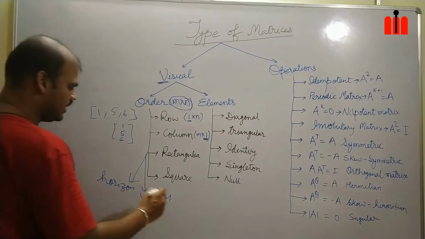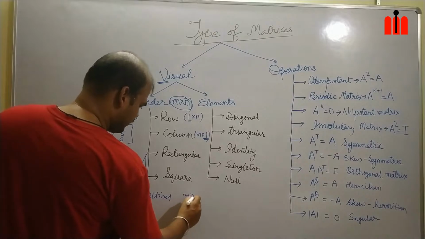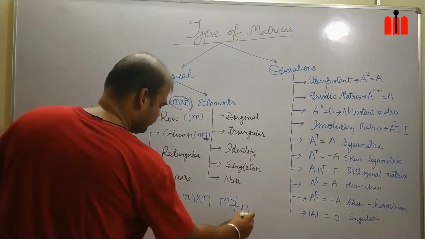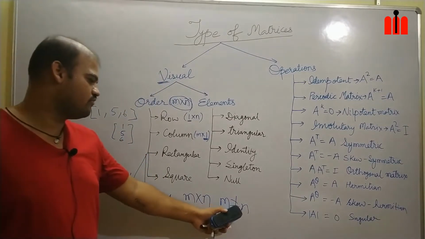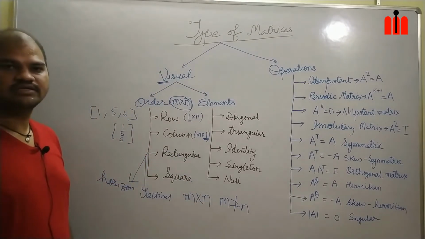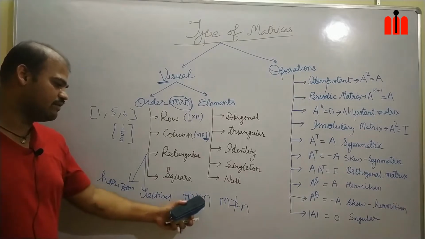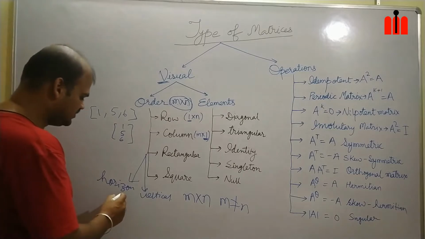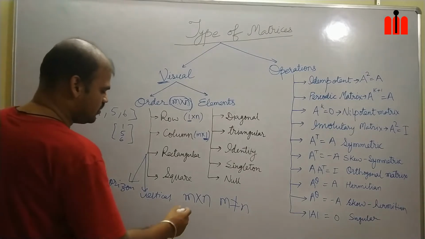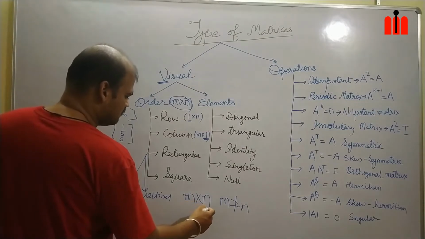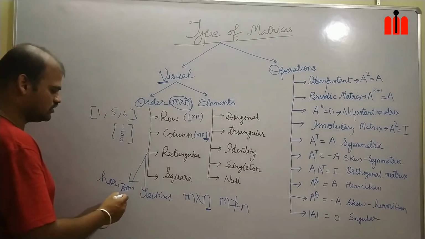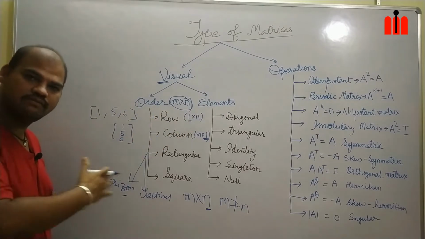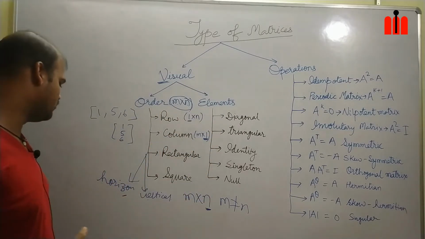I told you, in m cross n, m is not equal to n. Whenever m is not equal to n, then it is a rectangular matrix, like 3 by 4 or 4 by 3. Now how to tell which is horizontal and which is vertical? Whenever the number of columns is more, then that is known as horizontal. If columns are more, then that matrix will become horizontal.